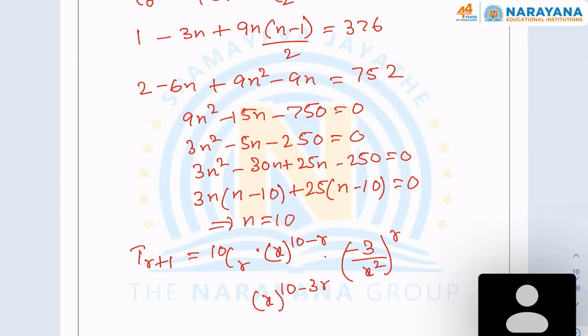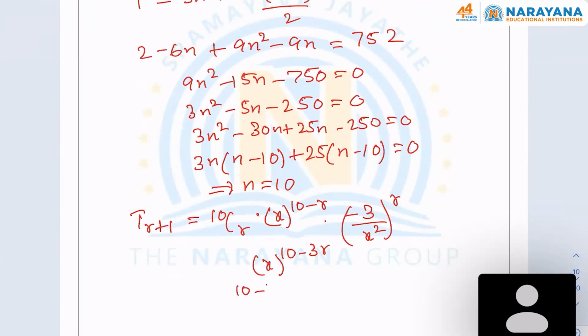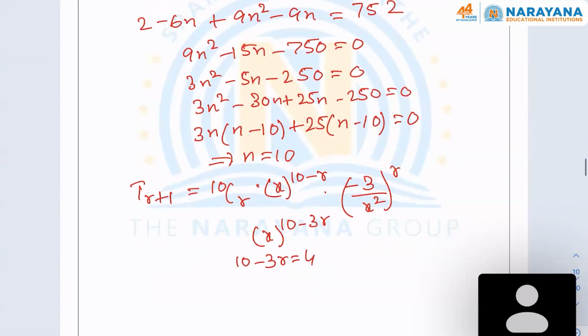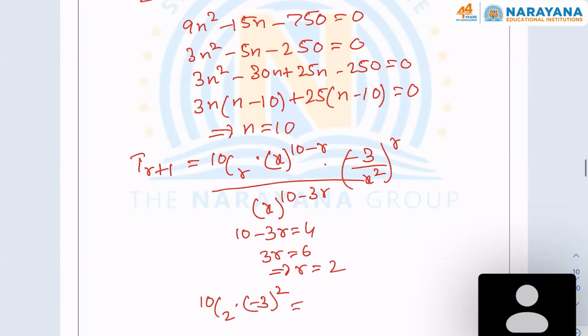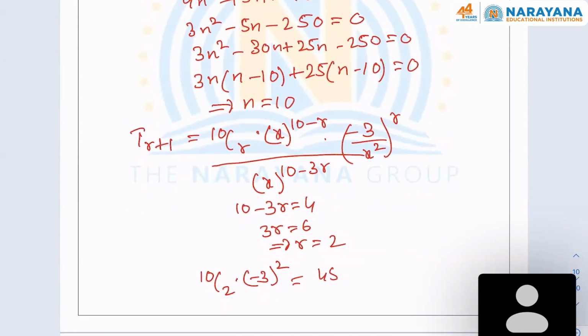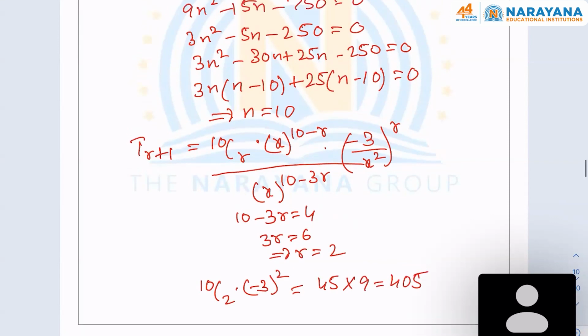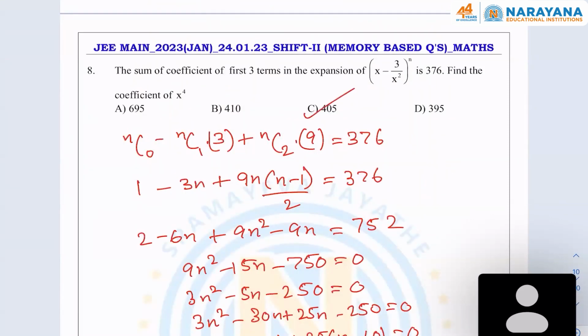Okay, now 10 minus 3r must be equal to 4, since I want to find the coefficient of x power 4. So 3r is equal to 6. That implies r value is equal to 2. So r is equal to 2 means the coefficient of x power 4 will be equal to 10C2 into (minus 3) whole square. So 10C2 is equal to 45 into 9, which is equal to 405. So here the answer is C.